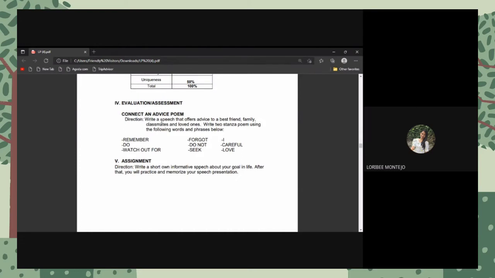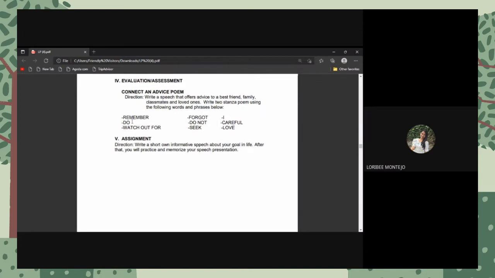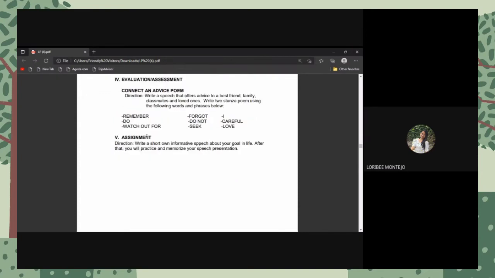Direction: write a speech that offers advice to a best friend, family, classmate, and loved ones. Write two stanzas of poem or speeches using the following words and phrases below. Here I provided some words for them to use in their informative speeches that they will be making.